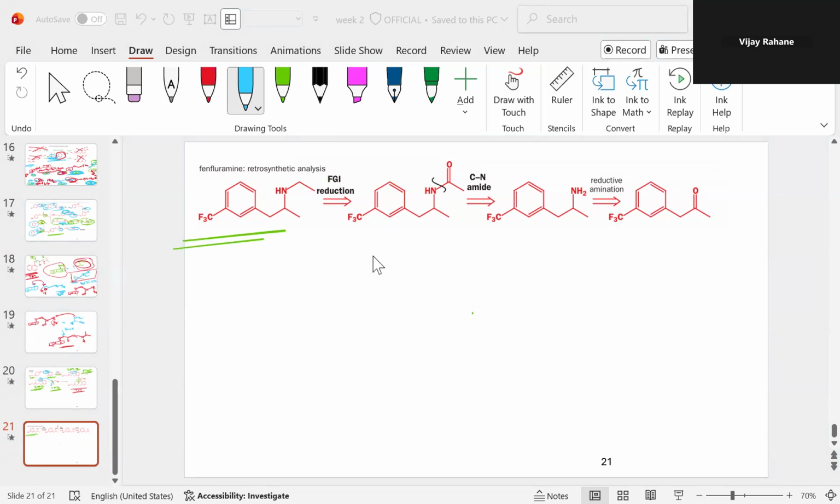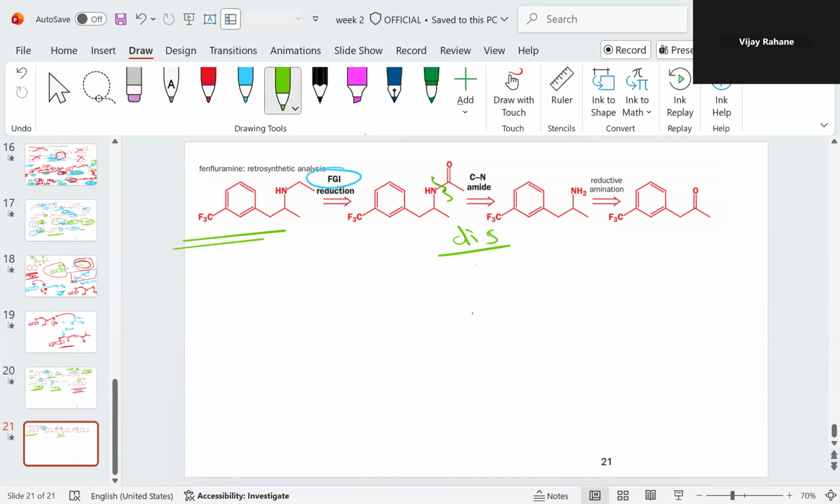Okay, so the first step was functional group interconversion. Now if you look here, this part is NH2, and this can come from the acyl chloride, right? So we did the disconnection here. This is the amide bond. We did the cleavage of the CN bond, and this is the disconnection.